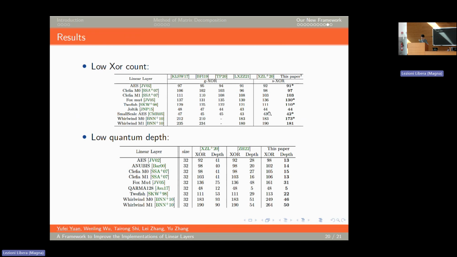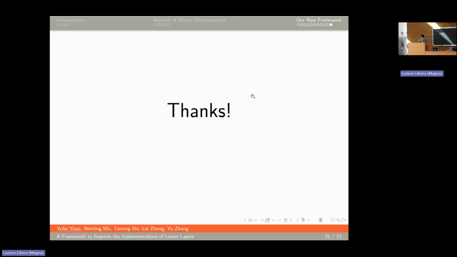And here are our results. We find a 91 XOR count for the AES MixColumns, which keeps the same as the GXOR implementation, which needs an extra register. Also, our algorithm is flexible enough to search other implementations, like quantum circuits with lower depth. And that's all. Thanks for listening.